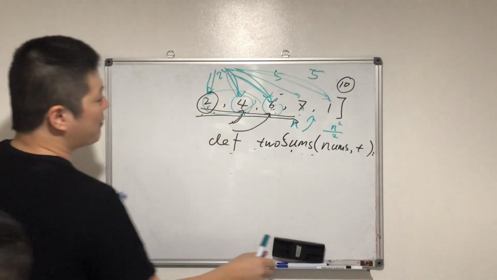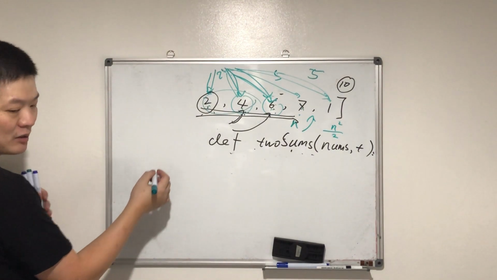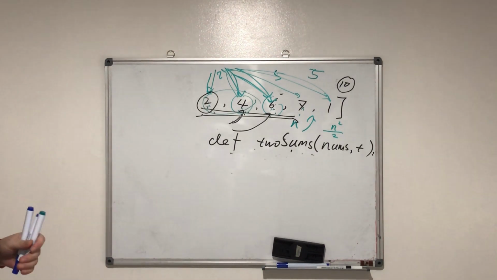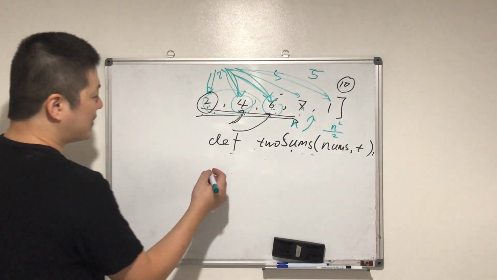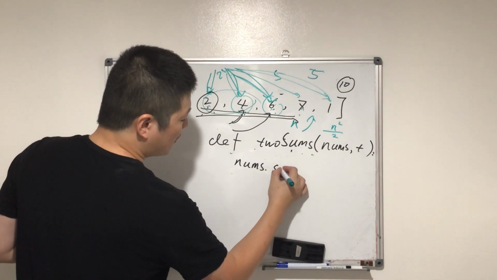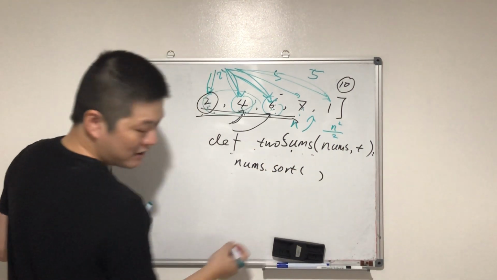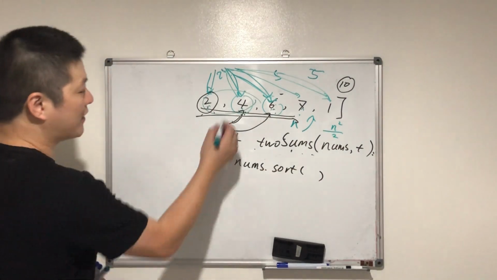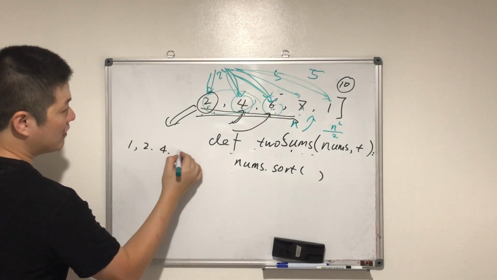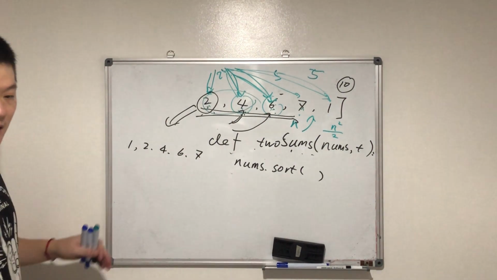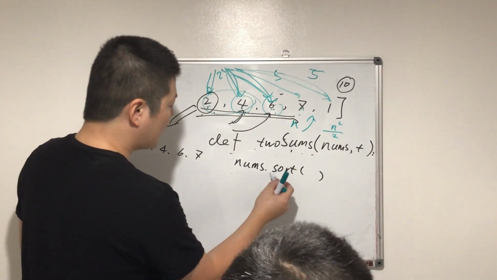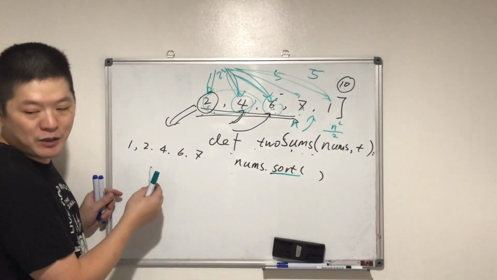Look, we saw this number. Remember how we sort it? Sort it, make the numbers in order, right? So in Python, we can use nums.sort. That's it, simple as that. Numbers dot sort. So this becomes 1, 2, 4, 6, 7. Am I right? So when we do this sorting, then these numbers will become in order.